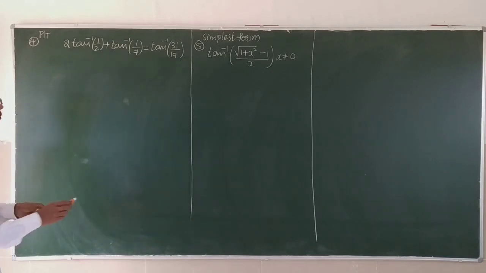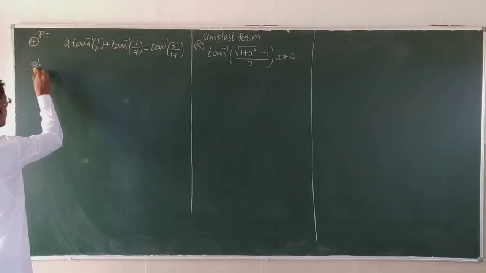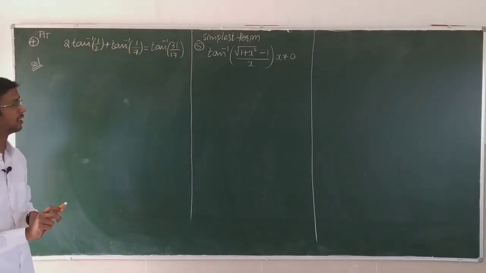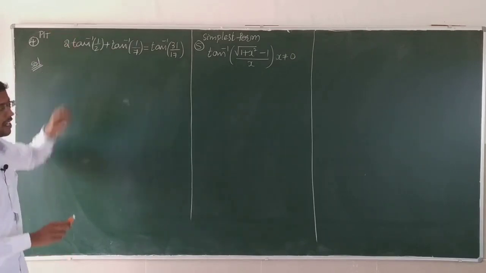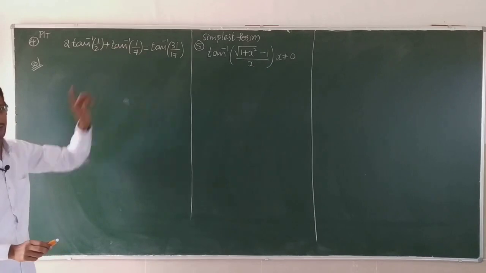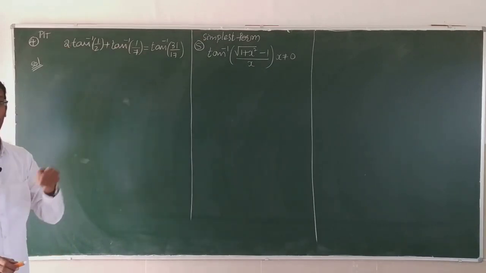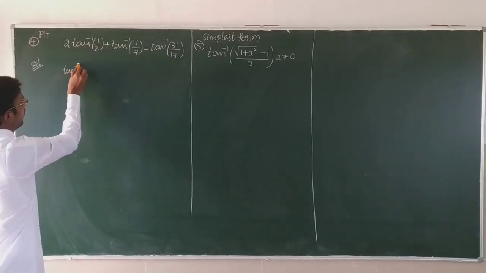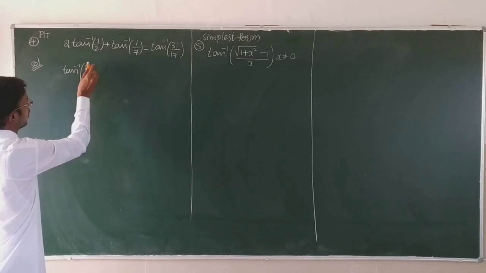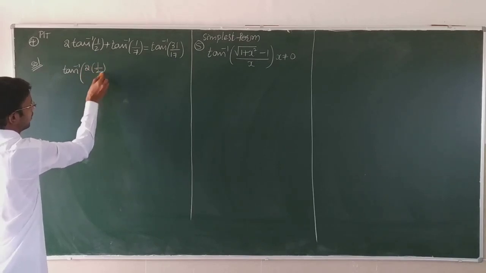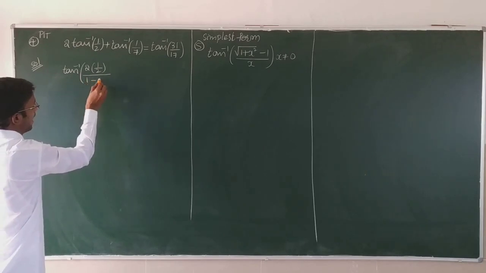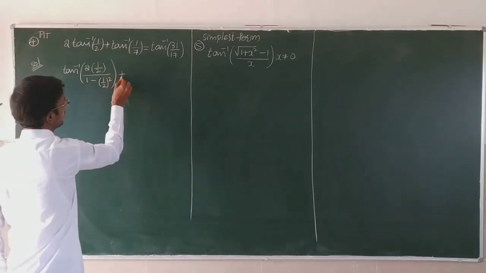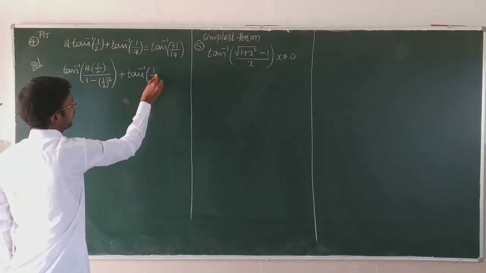Next, problem number 4. Prove that 2 tan inverse of 1 by 2 plus tan inverse of 1 by 7 is equal to tan inverse of 31 by 17. We have the tan inverse x plus tan inverse y formula, but here there is also a 2. We have one more formula for 2 tan inverse x: tan inverse of 2x by 1 minus x square. So, tan inverse of 2 into 1 by 2 by 1 minus x square, plus tan inverse of 1 by 7.